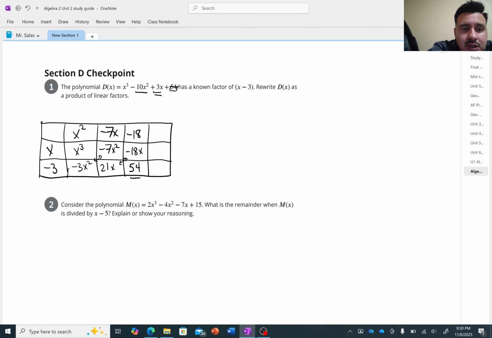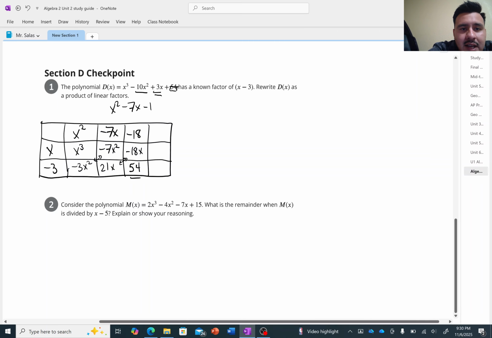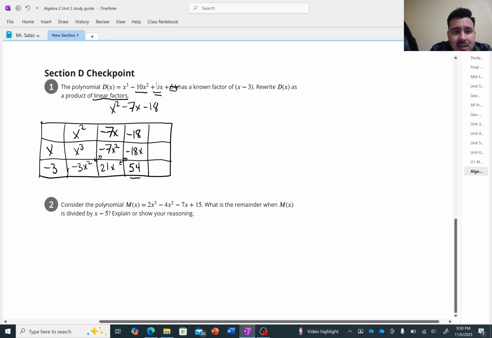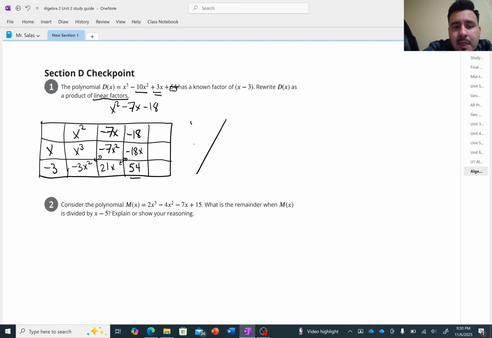My solution is going to be x squared minus 7x minus 18. But it says to rewrite it as a product of linear factors. Linear means that the highest power can only be an x to the power of 1. I see that I have an x to the power of 2. So I can now use my x method. What two numbers when I add give me a negative 7, but when I multiply give me a negative 18?